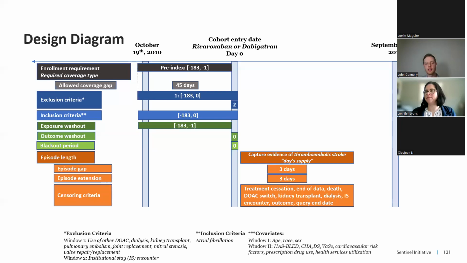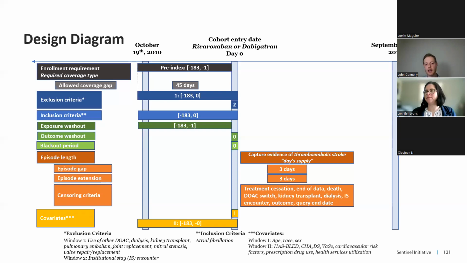In terms of the follow-up, it started on the index date and continued based off of the day supply of the subsequent dispensings. So we bridged together dispensings that had a gap in the day supply of 3 days or less, and we added a 3-day extension period onto the final day supply of the final dispensing. And patients were followed until they had the outcome or they were censored. And they could be censored for stopping their initial treatment, being dispensed a different DOAC drug, dying, having their data end for any reason, or having a variety of the other censoring criteria you see listed here, or of course, the query end date occurring.